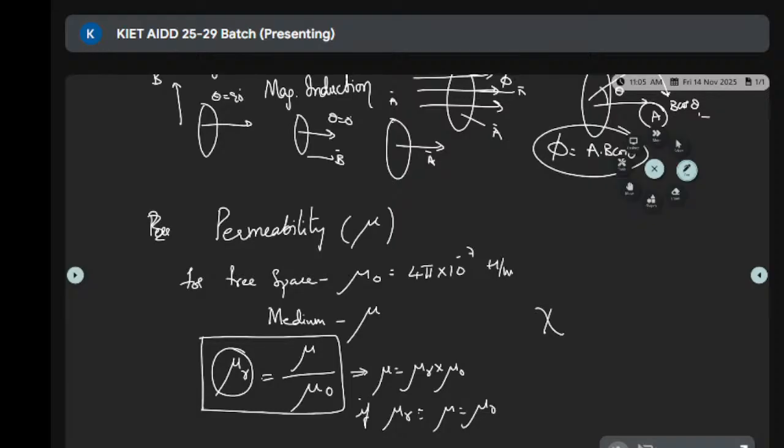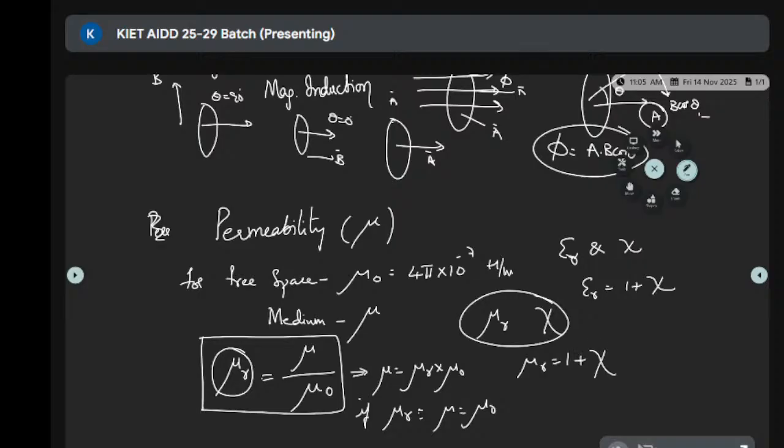So what is mu r? Relative permeability. What is chi? Magnetic susceptibility. What is the relation between these two? There we studied epsilon r and chi. Epsilon r is equal to 1 plus chi, the same thing. Mu r is equal to 1 plus chi with respect to magnetism, same relation. Okay?